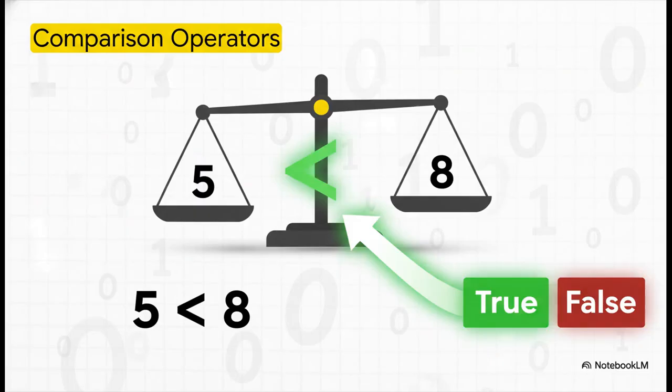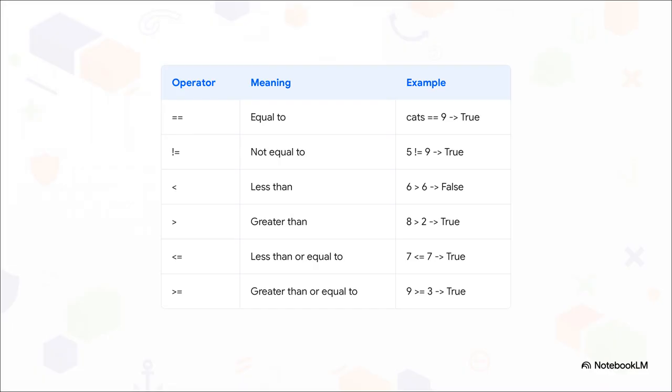Okay, moving on from math, our next set of operators are all about asking questions. Comparison operators take two values, compare them, and then spit back a simple answer, either true or false. So here we've got all the usual suspects: not equal to, less than, greater than, and so on. But look, if you remember one thing from this section, make it this one at the top. The single most common mistake beginners make is mixing up the equal signs.